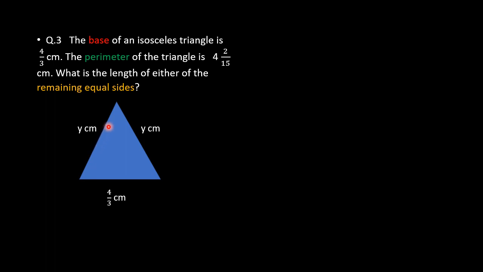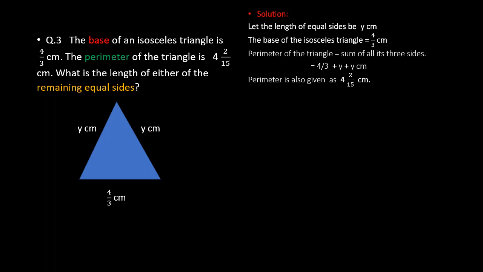Here we have an isosceles triangle. Isosceles means two sides are equal and this is the base. And base is given as 4 by 3 centimeter. The measurement of equal sides is not given. So we assume it as y centimeter. Now let us think of the solution. Let the length of the equal sides be y centimeter. The base of the isosceles triangle is equal to 4 by 3 centimeter.